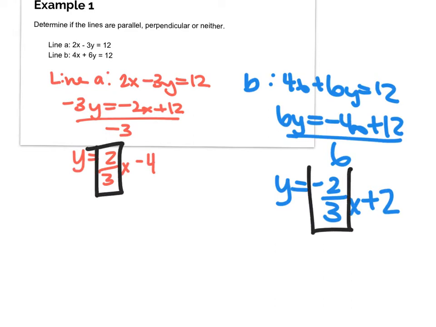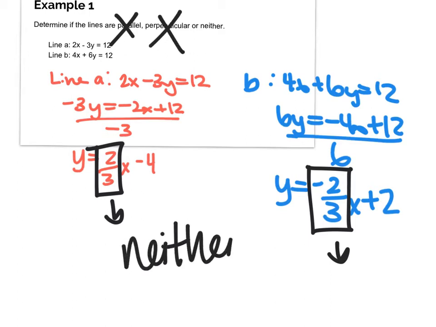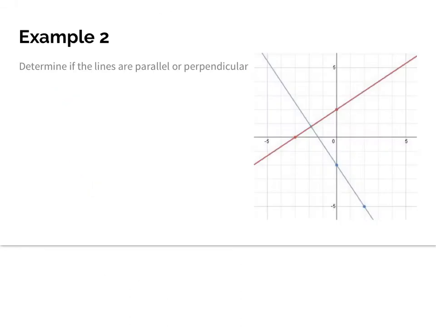And so if I look at my slope, my coefficient of x, here I have 2/3, here I have negative 2/3. Well, they're not the same slope, so they're not parallel, and they're also not negative reciprocals. One of them is positive, one is negative, but they're not the reciprocal of each other, so they're not perpendicular either. So these lines don't have either of those relationships.